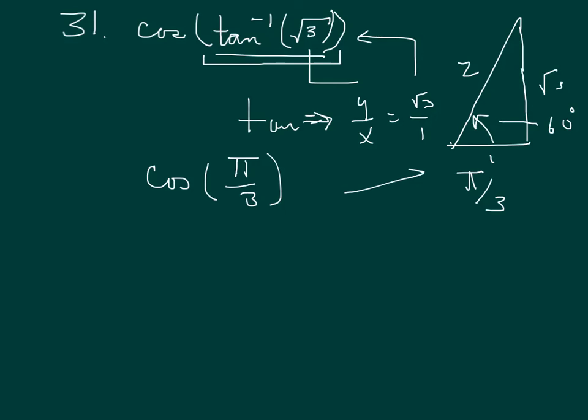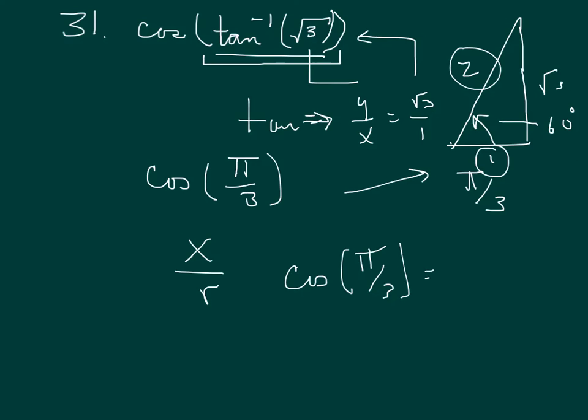I already have my triangle for pi over 3. The cosine is x over r. So the cosine of pi over 3 is equal to 1 over 2, and 1/2 is my answer.